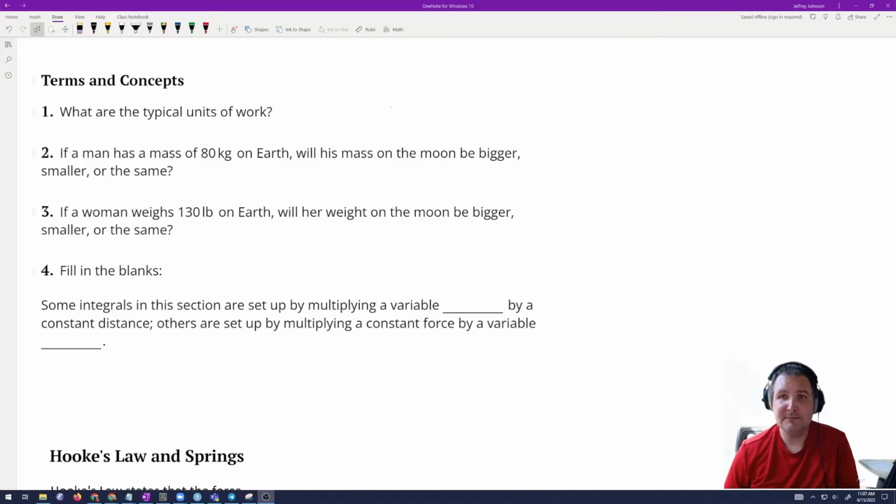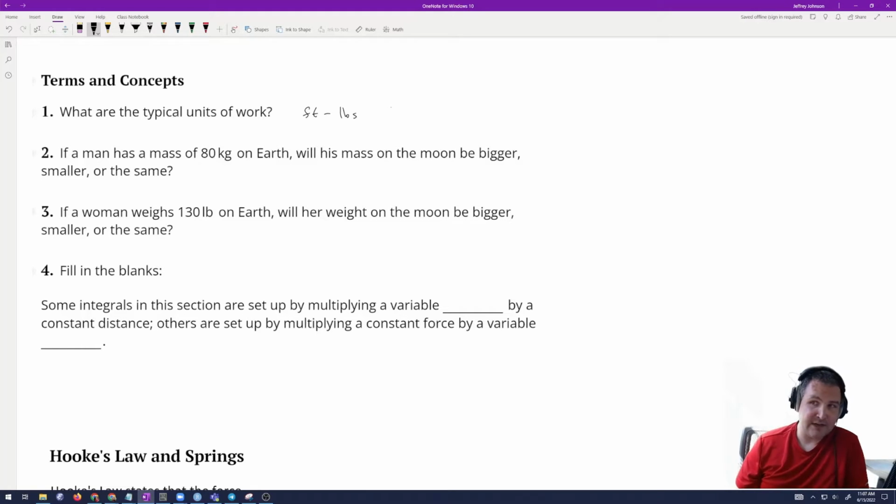Now let's take a look at some terms and concepts for the section. What are the typical units of work? As we saw in the previous example, if we're using pounds for our force and feet for our distance, then our work will be measured in foot-pounds. If you're using the standard units for force, that'd be newtons, and the standard unit for distance is meters. So a newton-meter is the typical unit of work there, and that is called a joule. Okay, so those are the standard units of work.